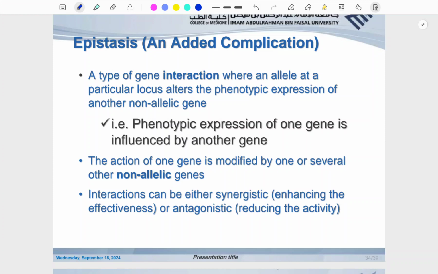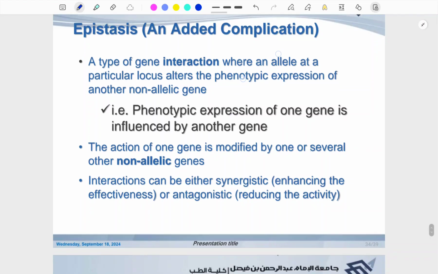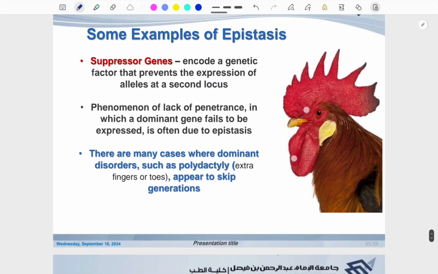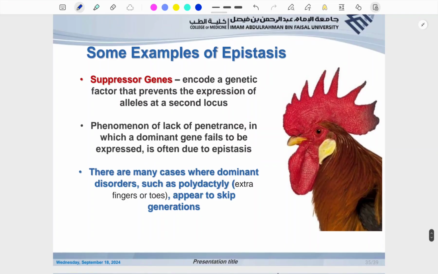The action of one gene is modified by one or several other non-allelic genes. Interaction can be either synergistic, meaning increases its activity, or antagonistic, meaning decreases it. A suppressor gene, let me see if we have it here, this cancer suppressor gene encodes the genetic factor that prevents expression of the allele at the second locus. The phenomenon of lack of penetrance, what I told you, meaning zero penetrance, in which a dominant gene fails to be expressed, is often due to epistasis, because there is another gene which influences it.